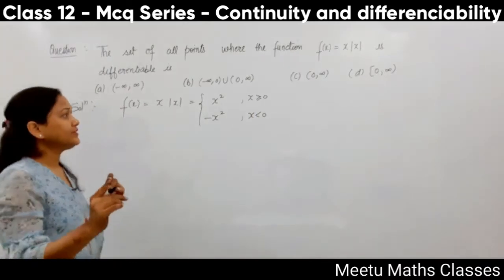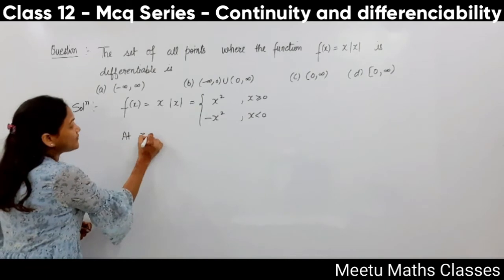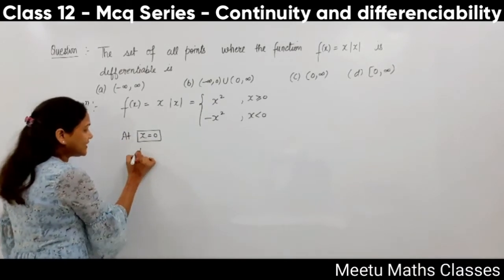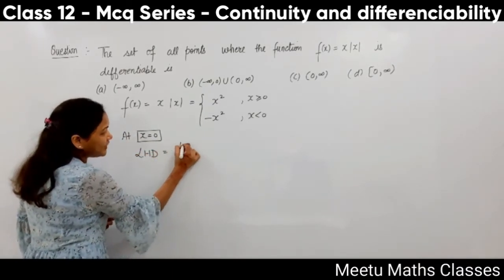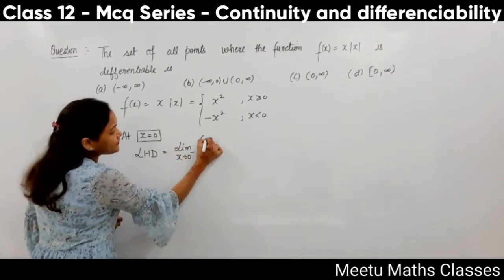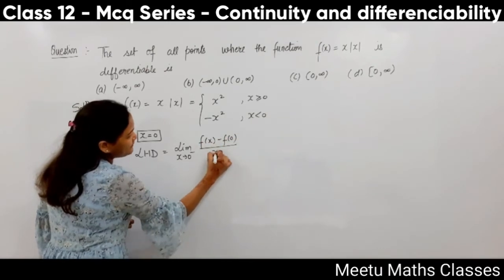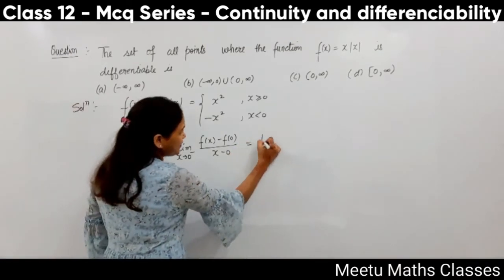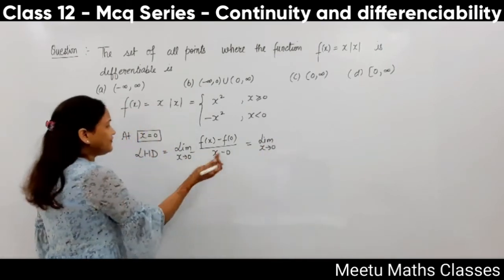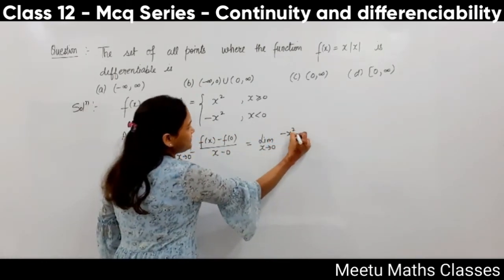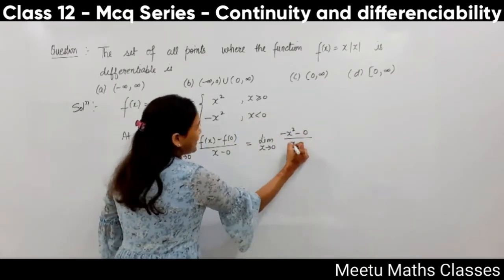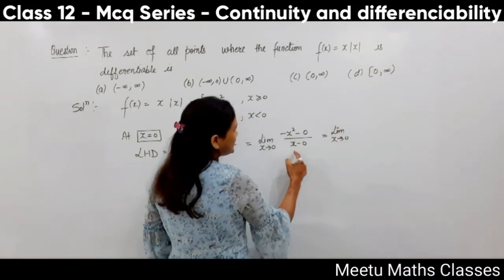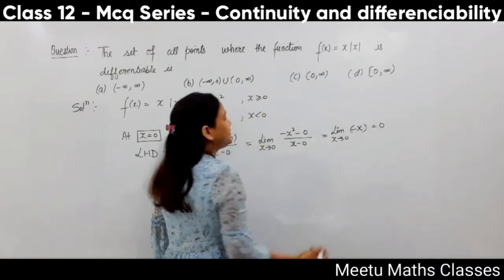So where do you have a little doubt? At x is equal to 0, where it may be discontinuous. To check this you will take the left hand derivative first. So the left hand derivative will be the limit x tends to 0 minus, and the derivative will be f(x) minus f(0) upon x minus 0. This is the definition of left hand derivative and that will be equals to, to the left of x your function is defined as minus x square, f(0) is 0, upon x minus 0, and that will be equals to limit x tends to 0 of minus x square upon x, which will give you minus x, so it will be 0.